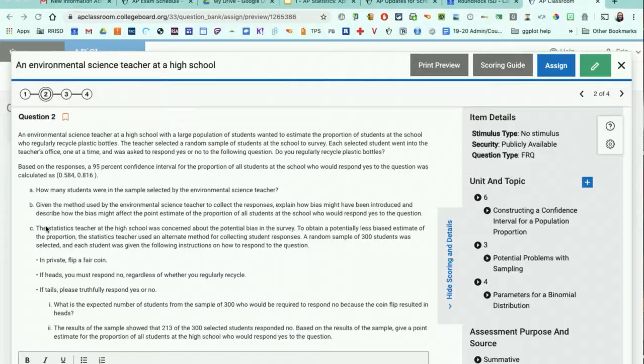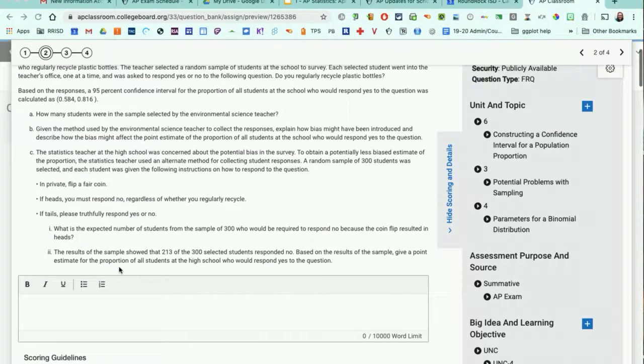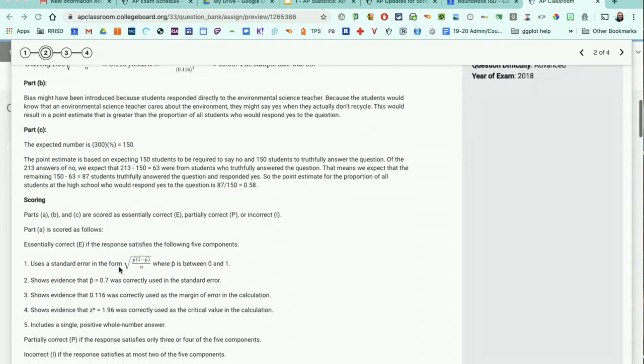So I'm going to switch to screen share so I can show you one question. We're going to look at a specific question from the classwork for this week. It's number 2, which was about the environmental science teacher asking kids if they recycle. So this is question number 2. This is from AP Classroom. So I'm going to scroll down.